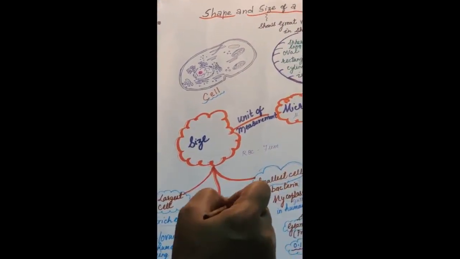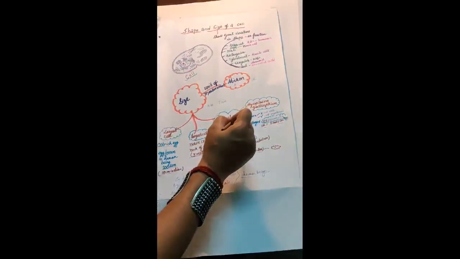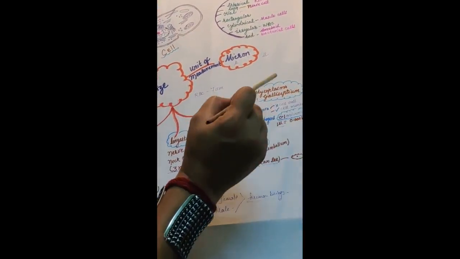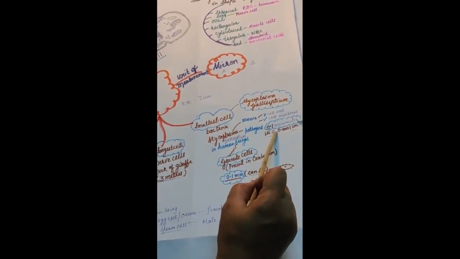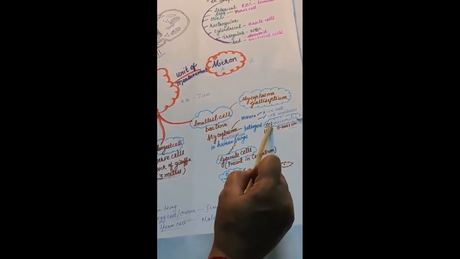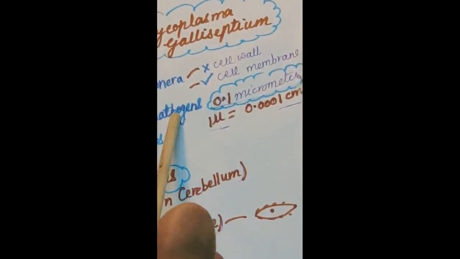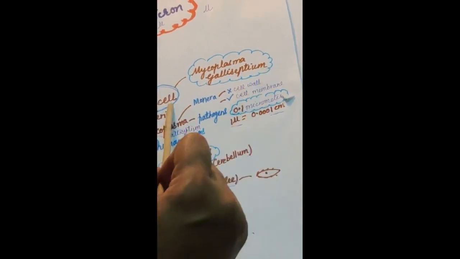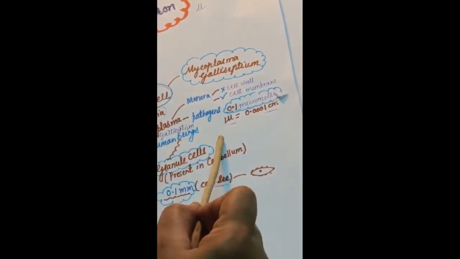Let's begin with the smallest cell. Which is the smallest cell? There is a bacteria called Mycoplasma gallisepticum. This is the smallest bacteria. Okay? And what is the size of this bacteria? It is 0.1 micrometer. This bacteria is a pathogen. So which is the smallest cell? Mycoplasma is the smallest cell. It is a pathogen which infects human beings.